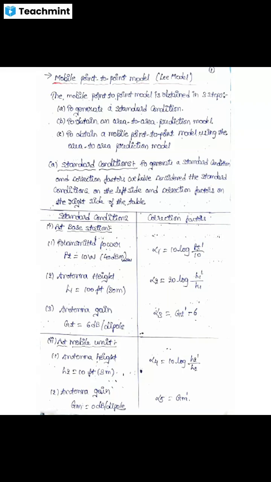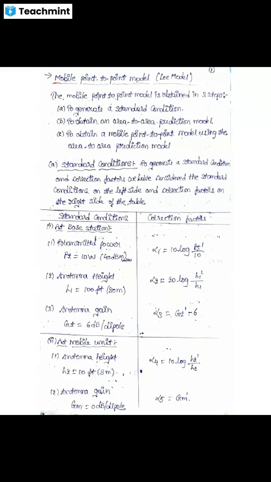We are studying this mobile point-to-point model or Lee model to find out the path loss curve. Here, what is meant by path loss curve? Path loss curve means we will study the signal strength, how the signal strength is attenuating or how the signal is affected due to different human-made structures or different natural terrain configurations in a particular area. So to find out the path loss curve, we will go for the mobile point-to-point model or Lee model.